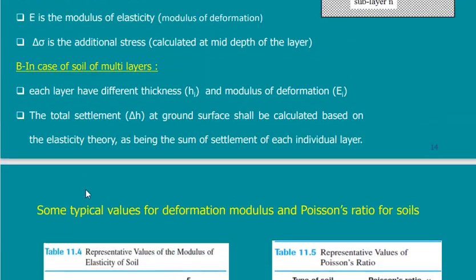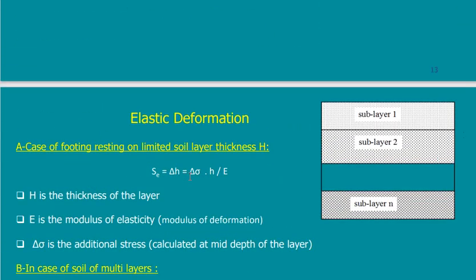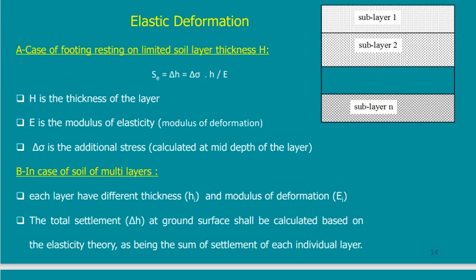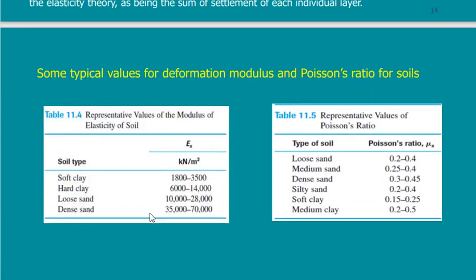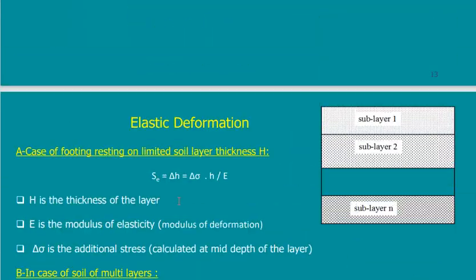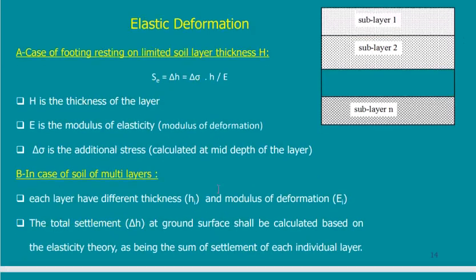Then look at the equation. What is there in the equation? Delta H, this is what I need to know. What is the settlement? E, we said that it is Young's modulus. This is how I can get it. I can get it from tests in the lab, tests in the field, or from published data. So this is E. Then what is remaining?